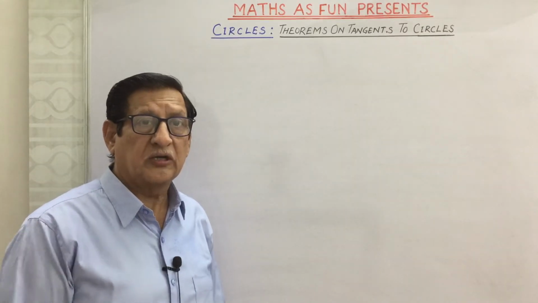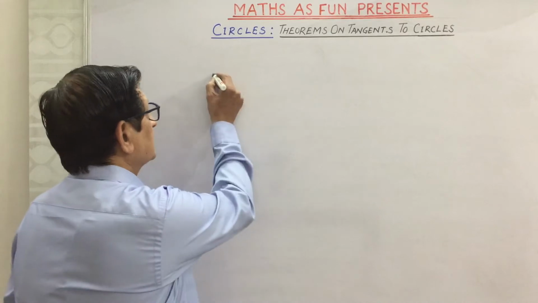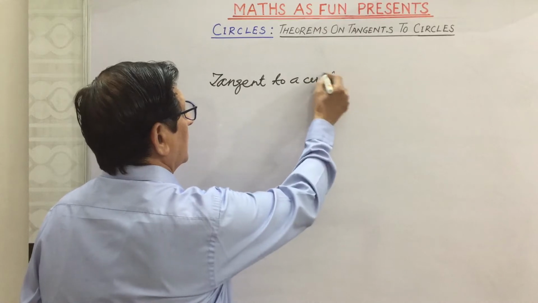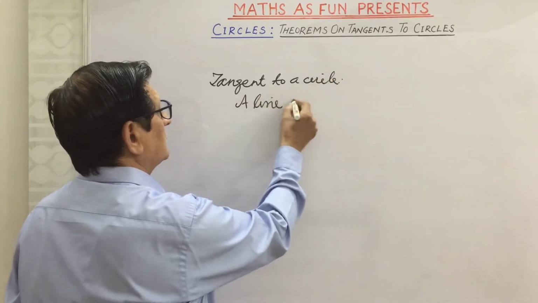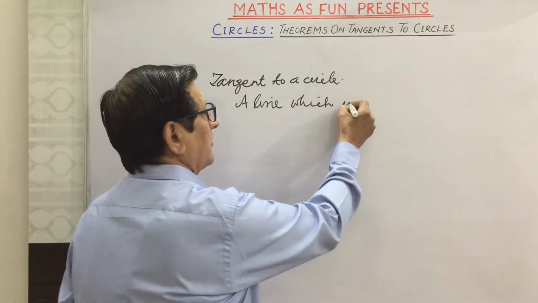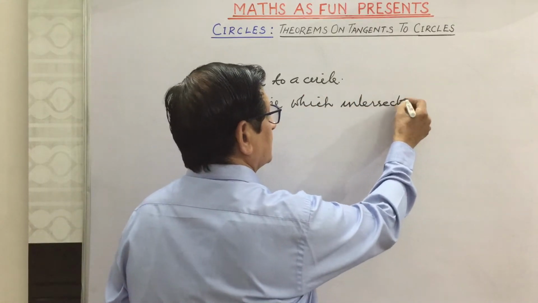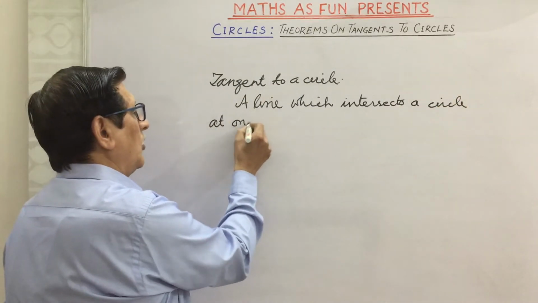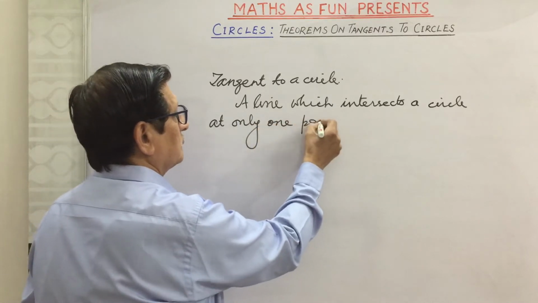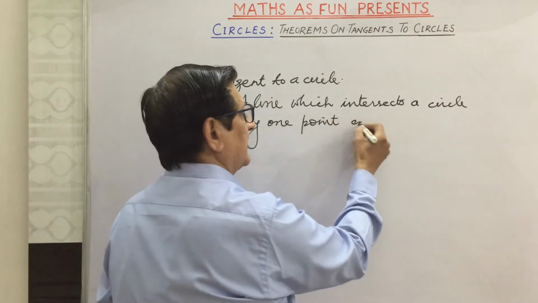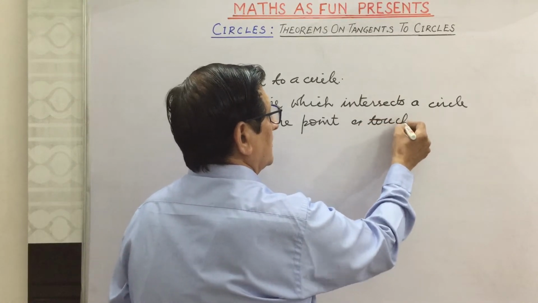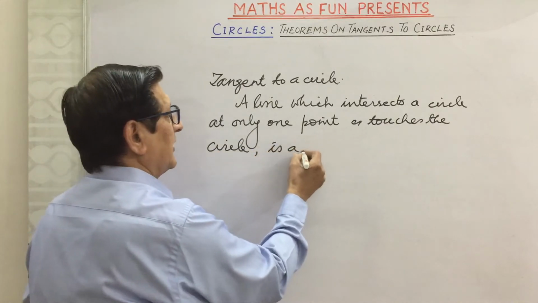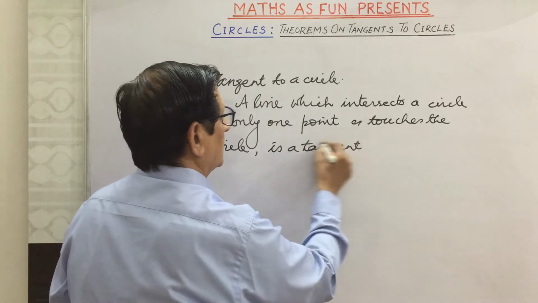It means we can define the tangent to a circle as a line which intersects a circle at only one point, or we can say touches the circle, is a tangent to the circle.